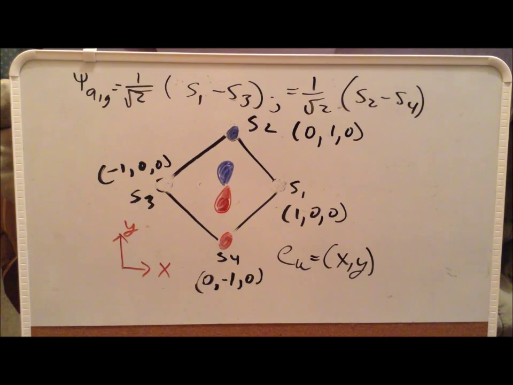In other cases, if you're familiar with the cases for either D3H or C3V, we end up with doubly degenerate combinations that you might not immediately recognize as being degenerate because the orbitals look fundamentally different.